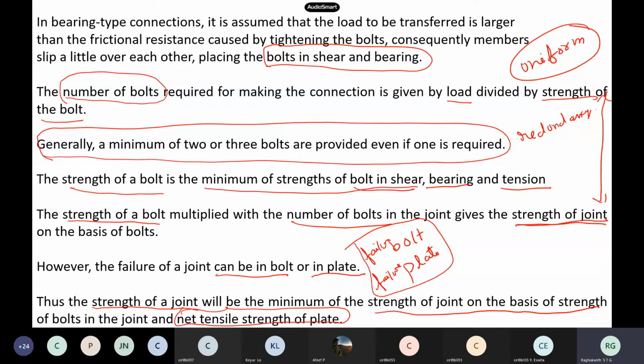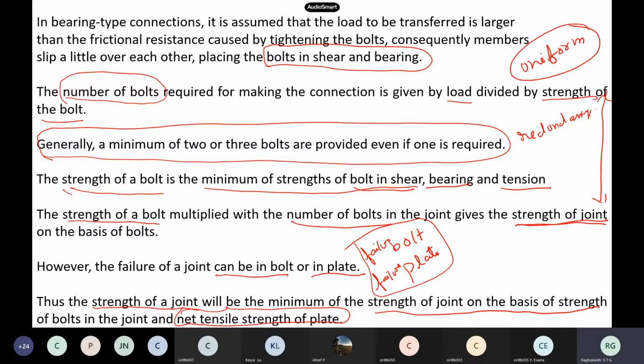Okay, so for ordinary bolts, shear and bearing. If it is HSFG, friction also you have to verify. Then how many bolts are required? Whatever load you want to transfer, you find out the strength of one bolt and divide it, so that tells you the number of bolts. And generally if you get 4 bolts as a solution, you give 5 bolts. So it has to be redundancy kind of a thing.